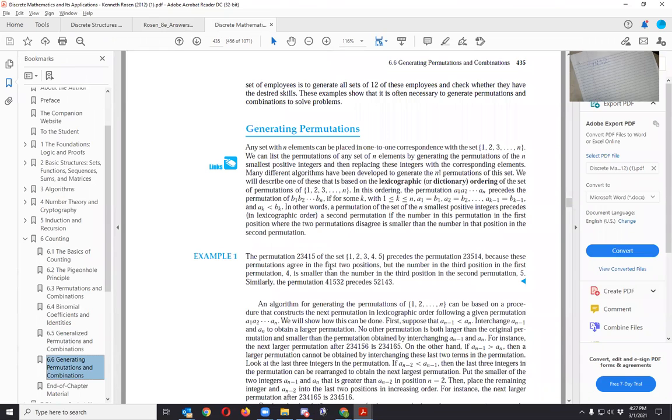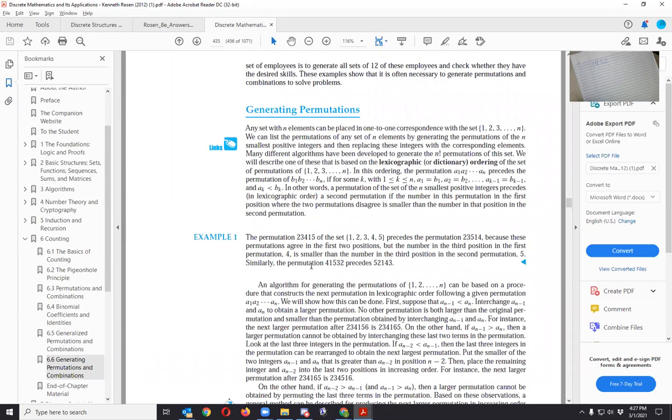Okay, so the permutation 23415 precedes 23514. So 415 is before 514 because these agree in the first two positions, but the number in the third position in the first is 4, which is smaller, so this is the smaller one. So this precedes this.